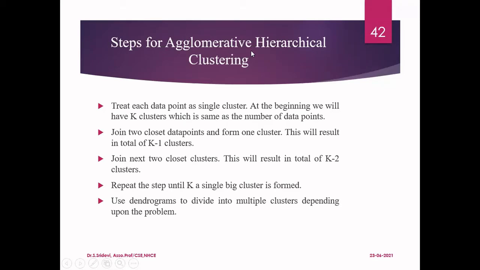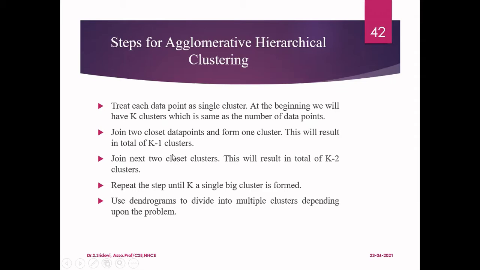Now we will see the agglomerative hierarchical clustering algorithm. Let us focus on the steps now. The first step is you treat each data point in your data set as a single cluster. So at the beginning of the algorithm, we will have K clusters, where K is nothing but the number of data points. After that, you're going to join two closest data points to form one cluster. What is the meaning of closest data point? That we will see later. This will result in a total of K minus 1 clusters. Initially, you have K clusters. Now you are reducing one by joining two, so you have K minus 1 clusters.